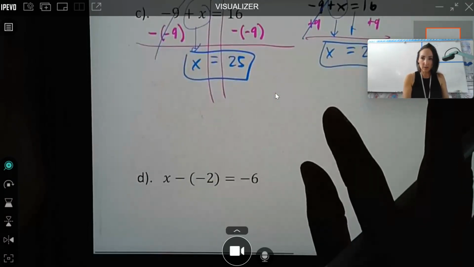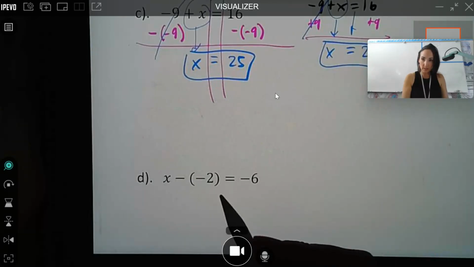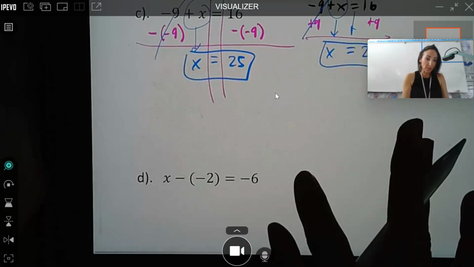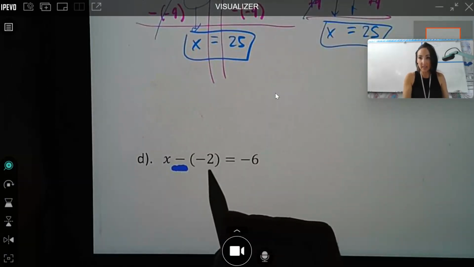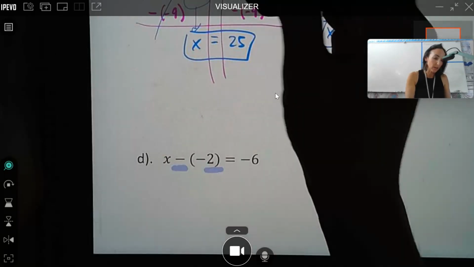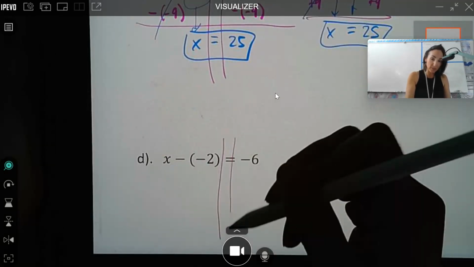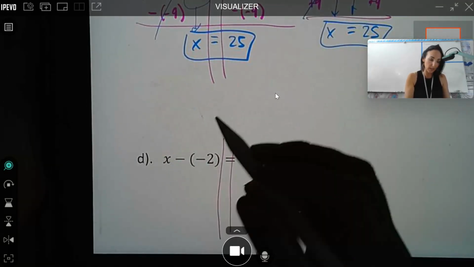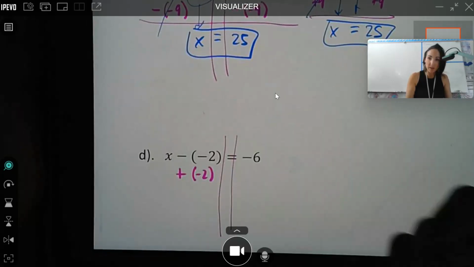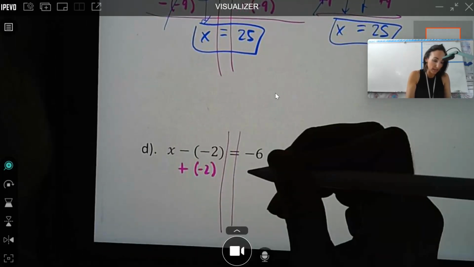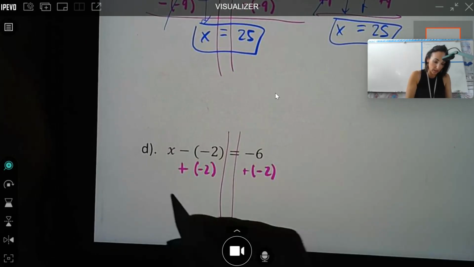Okay, now this one, I'm looking at what's happening to the variable and I am subtracting -2. We're doing inverse operations, not the opposite number. So the opposite of subtracting would be adding, but I'm still keeping that same number the same. I'm adding -2 to each side.